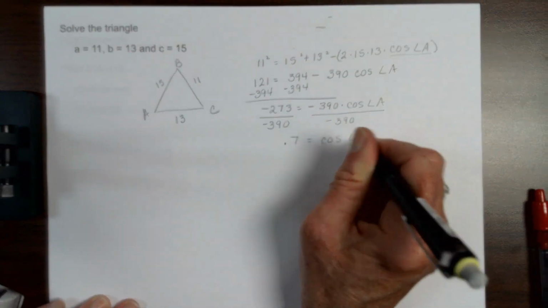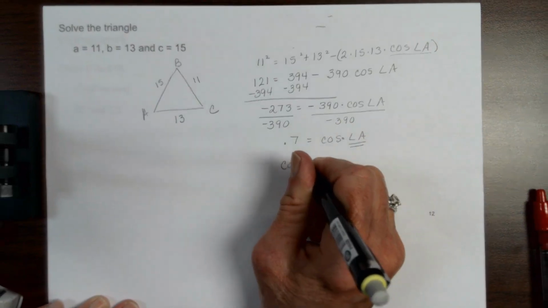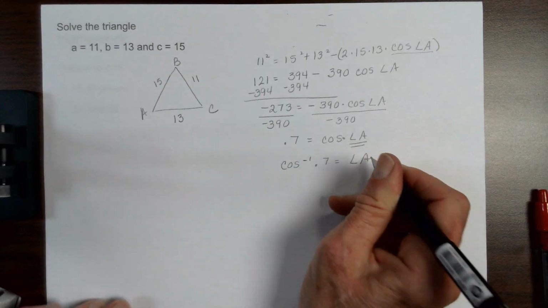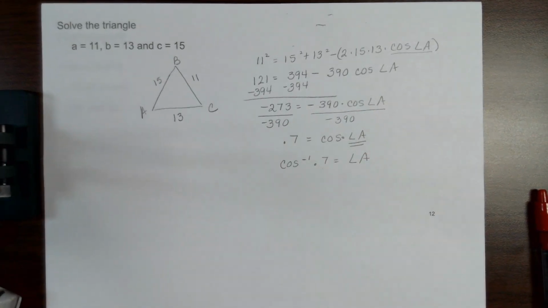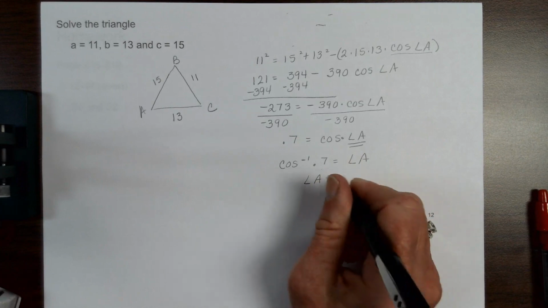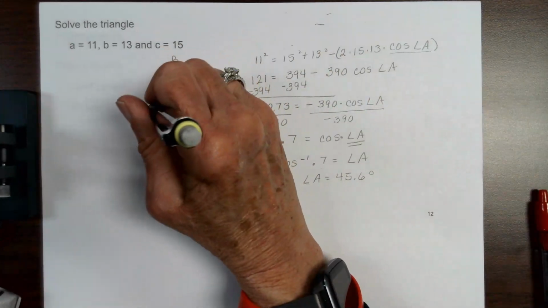Well, there's my unknown. That's multiplied, so I got to take it to the other side. So it's the inverse cosine of 0.7 is equal to angle A. So inverse cosine of 0.7 is going to give me 45.6 degrees. Okay, so that's angle A.